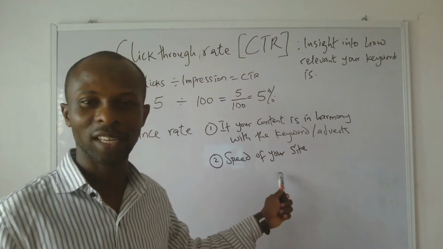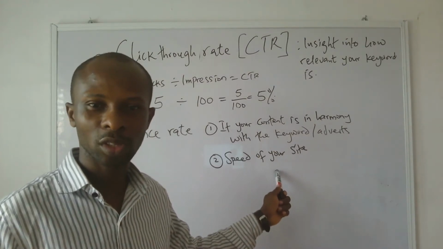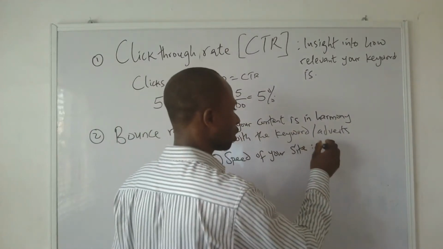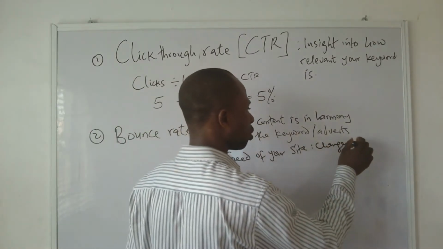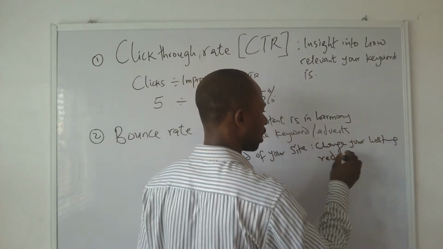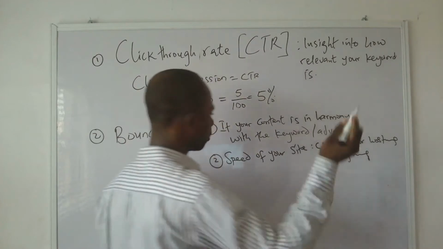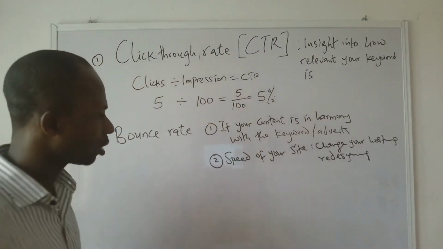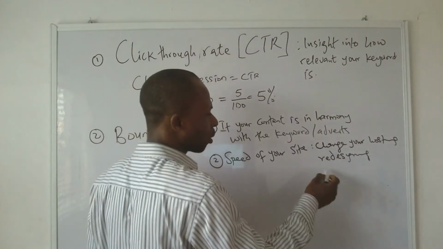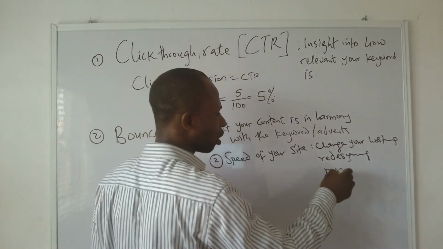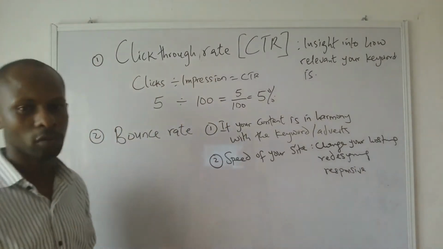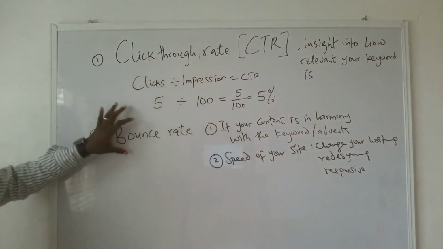So what do you do in that case? You try to find a solution to the speed of your website. Like change your web hosting, or redesigning altogether, and a few other things you can also check. And then another thing you can also do is probably check if it's responsive. Because if the site is not responsive, people will not be encouraged to see more of the content. So that's what bounce rate tells us.